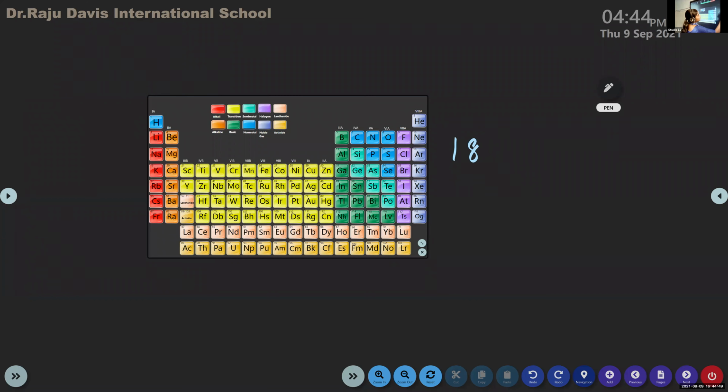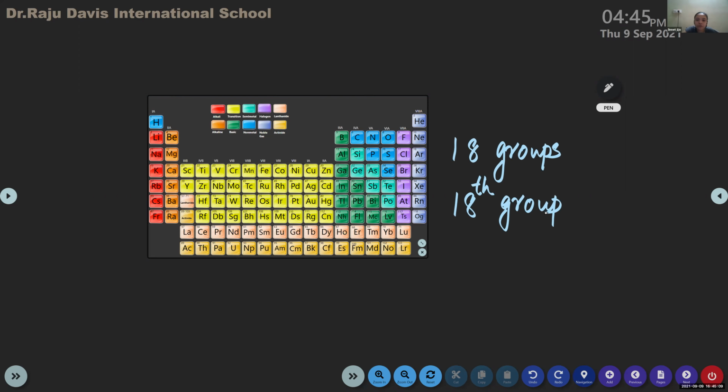18 groups in the periodic table. And the group present at the right end of the periodic table means the 18th group. Which are the elements present in the 18th group? Can you read the symbols? Anyone? Ma'am, can you zoom? Yes, sure. Just wait. Is it clear now?